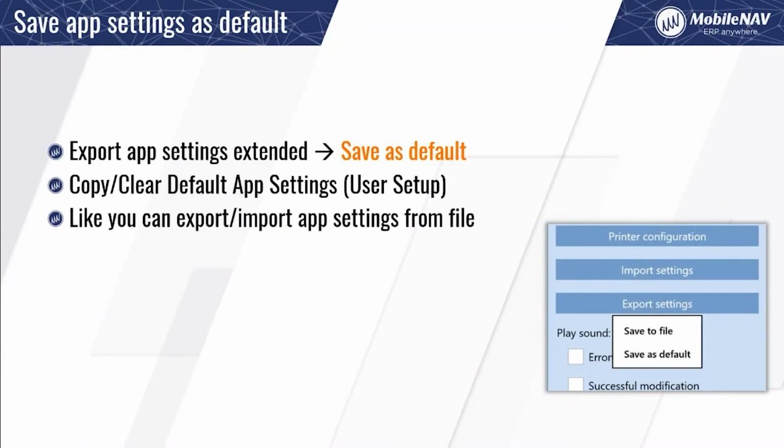Okay, and the next story is also about usability. You may already know that MobileNAV also supports exporting and importing the app settings. In the settings, you already have import settings and export settings, but from 6.0 we also allow you to save these settings to the server. So when you press export settings, you will have the option to save it as a default for yourself. And from the server side, from the MobileNAV user setup, you can very easily copy and paste these settings across the different users.